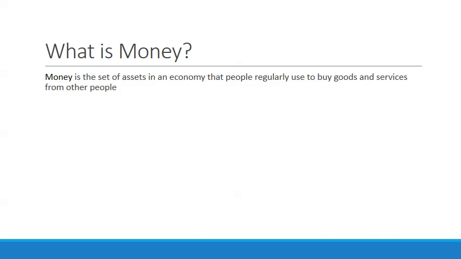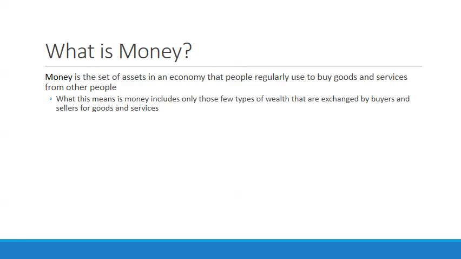But money is a set of assets in the economy that people regularly use to buy goods and services from other people. Now notice in this definition here, money is just the set of assets in an economy. It doesn't say that money is cash or anything else. So what this means is money includes only those few types of wealth that are exchanged between buyers and sellers for goods and services.